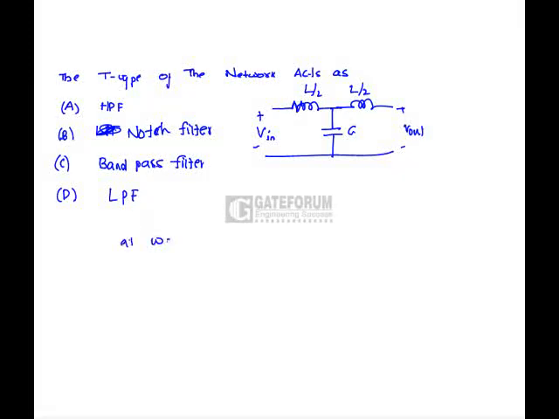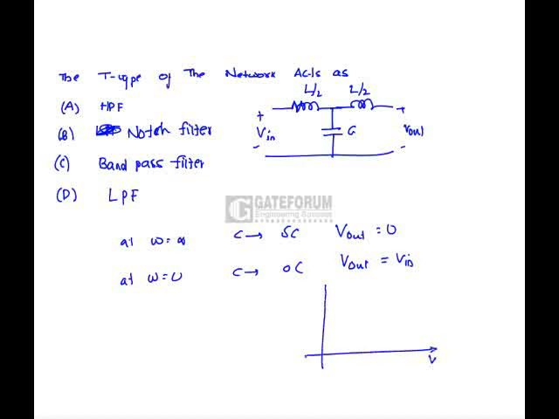At omega equals infinite, the capacitor acts as a short circuit, hence V out is going to be 0. At omega equals 0, the capacitor acts as an open circuit, which means V out is nothing but V in. Hence if we plot frequency versus V out, the magnitude versus frequency plot is going to be like this. Hence it is a low pass filter, hence option D is correct.